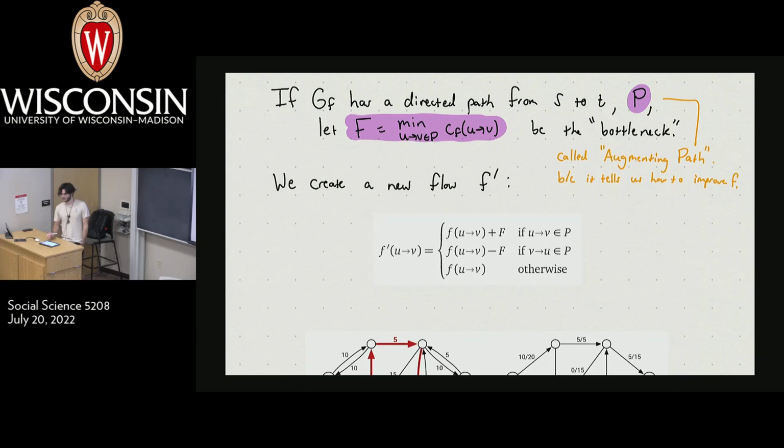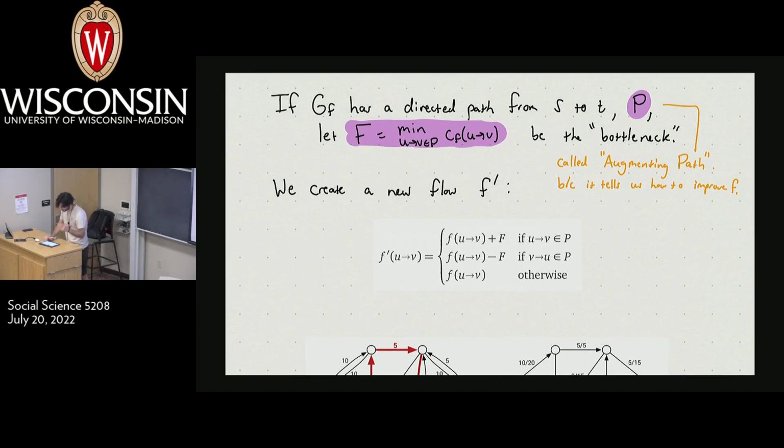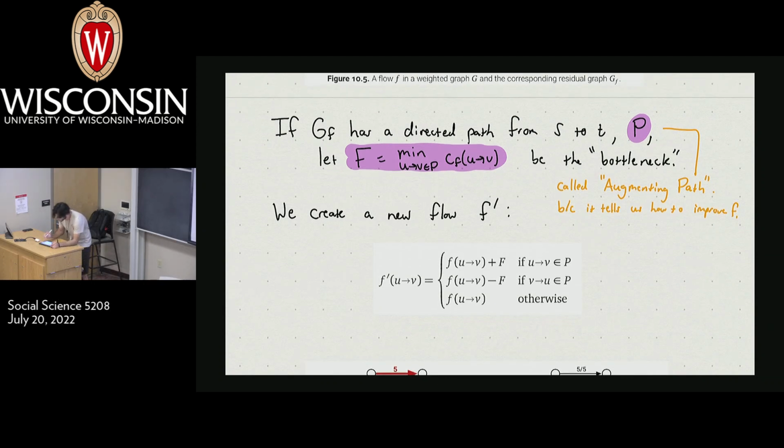Okay, so why do we care about the residual graph? Let's assume there is a directed path in the residual graph from S to T. I'm going to call it P for path. And let's define capital F to be the smallest capacity edge on the path. So for example, let's say we had the following path from S to T. This is like 10, 8, 5. Then capital F there will be 5.